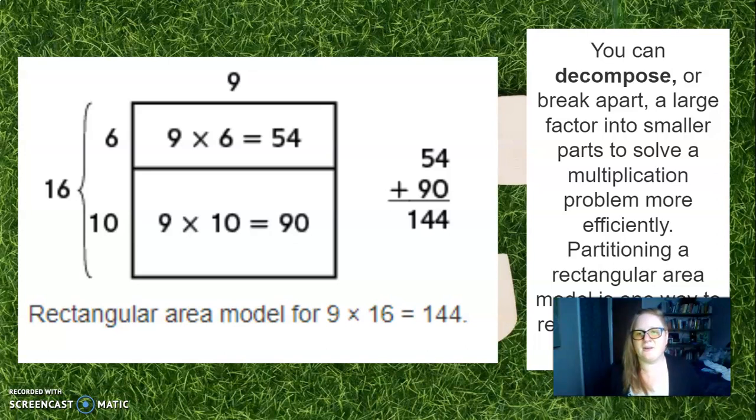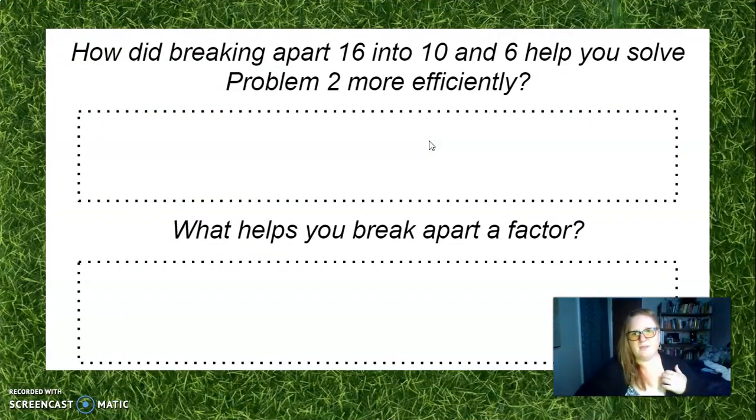Partitioning a rectangular area model is one way to represent the break apart strategy. And so we're going to be working with doing rectangles in order to visually show how you are breaking things apart. So that's just a heads up. Not all the problems would necessarily require you to draw a rectangle, but we're going to draw rectangles anyways, so that way we can make sense of our problem.